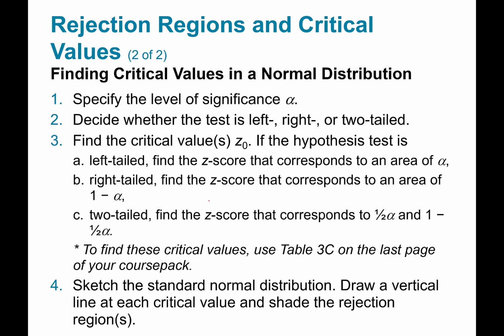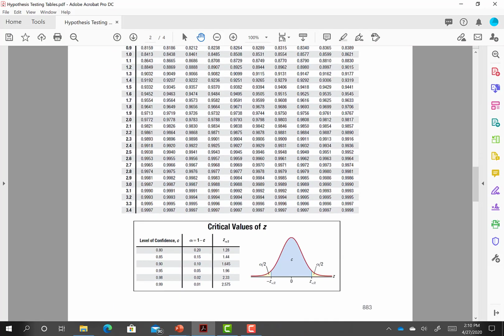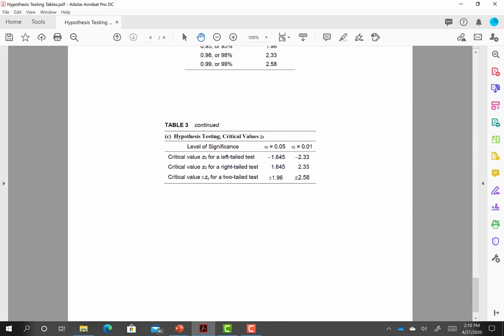But that sounds like a lot of words. It sounds really complicated. It's not. Essentially what you want to do is go back to that last page in your course pack and use table 3C. Literally it tells you, if your alpha is 0.05 and you're doing a left-tailed test, there's your critical value. If your alpha is 0.05, you're doing a right-tailed test, there's your critical value. And if you're doing a two-tailed test, there are your two critical values. Same thing for alpha equaling 0.01. So all you do is you look on this table and you find it.